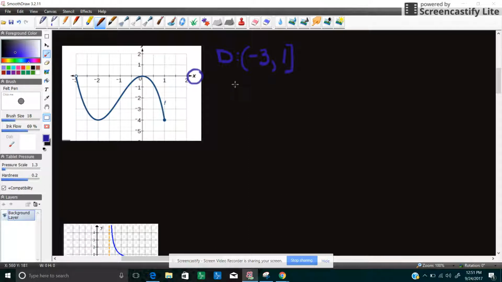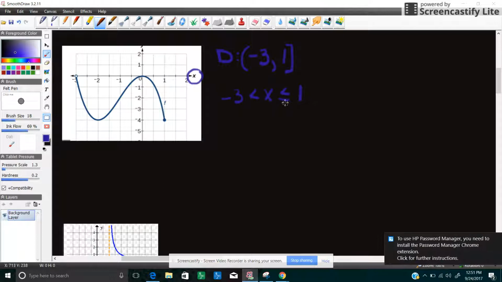Okay, algebraically, this would be -3 is less than x, less than or equal to +1. Again, this one is a parenthesis, so it has no line. Open circle. This is a closed circle, so this one has a line.